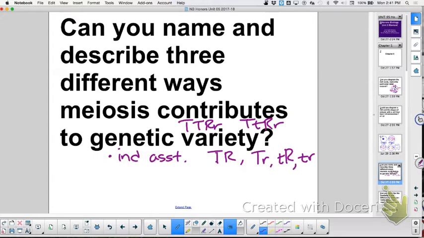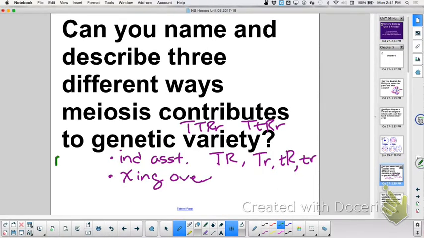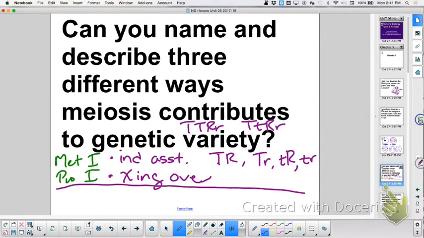What was another way? Crossing over. By the way, let's talk about when that happens. When does this happen? Metaphase 1. Now, those are all during the process of making gametes, right? But there's one other reason. Because we do meiosis and we're down to haploid cells, what can happen? Fertilization. Yes. Fertilization, the joining of gametes, right? Comfy? Questions?